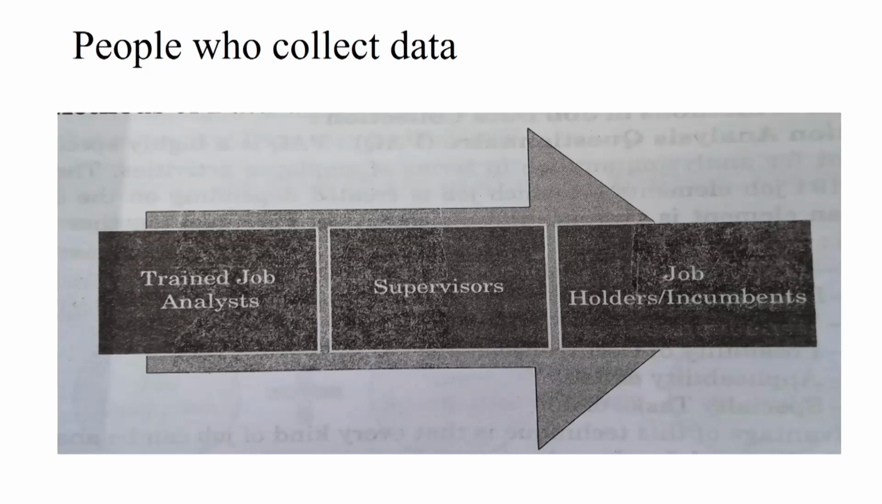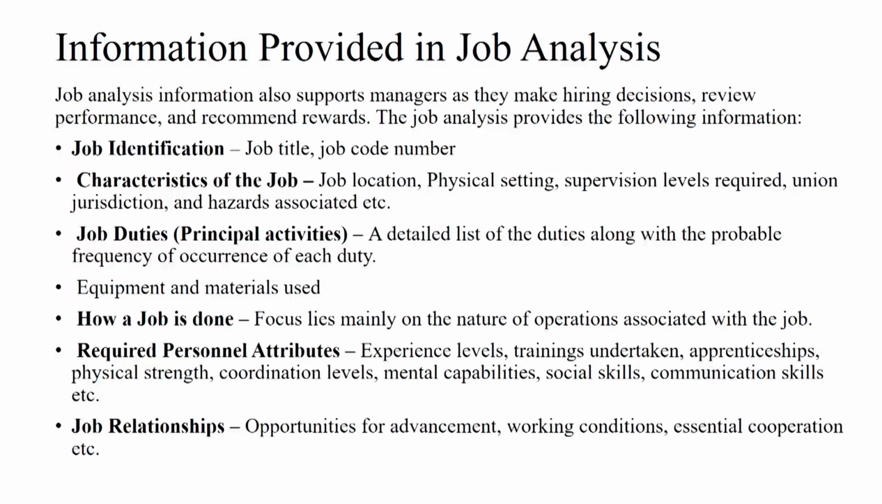Then it talks about the job holders and incumbents. Job holders are the people who are doing the job. They tell us, while doing that job, I am supposed to do this also. When I do this job, I am supposed to do this also. So they are the people who can tell us about the job data collection.